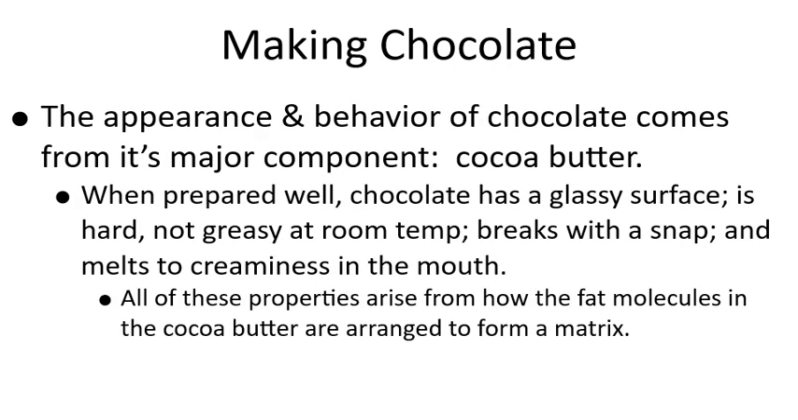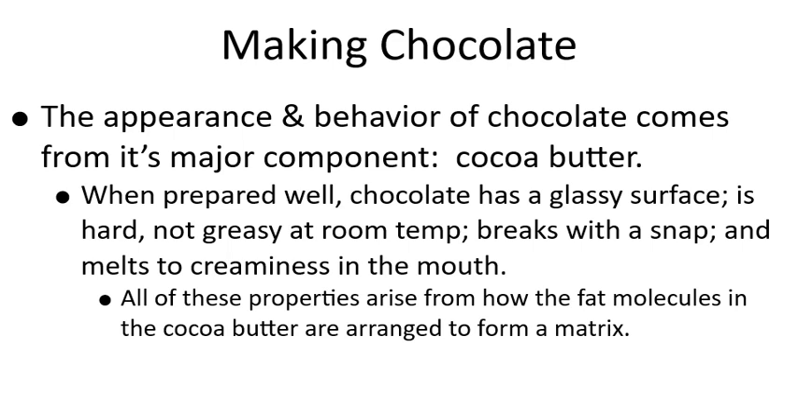Like most substances, the appearance and behavior of chocolate comes from its major component, cocoa butter. If we prepare it well, the chocolate can have a smooth and glossy, almost glassy surface that's hard and not at all greasy at room temperature. When we try to bend it, it will break with a snap, and when we heat it in our mouth, it melts and turns creamy.